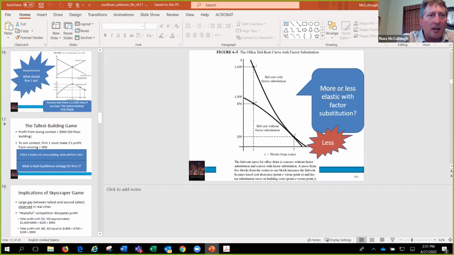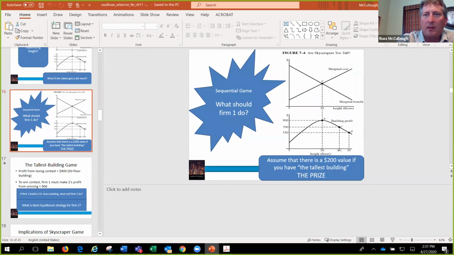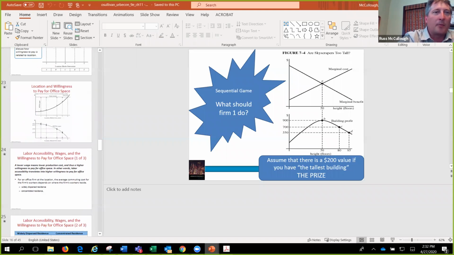Let's see, this was the tallest building game. That there gets a point. Here's kind of a marginal benefit, marginal cost, like we were just doing, that the height of a building, eventually extra height doesn't give you anything, and the cost goes up higher. So we should have a shorter building. But there might be some additional profits for having the tallest building, was one of the problems we went through.